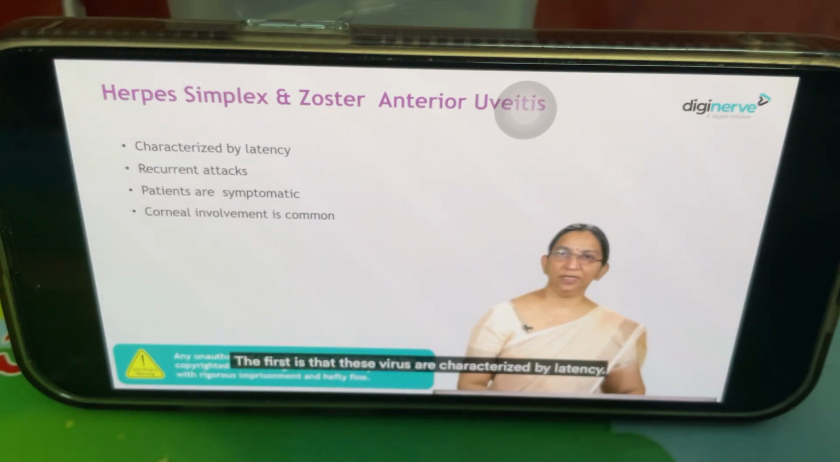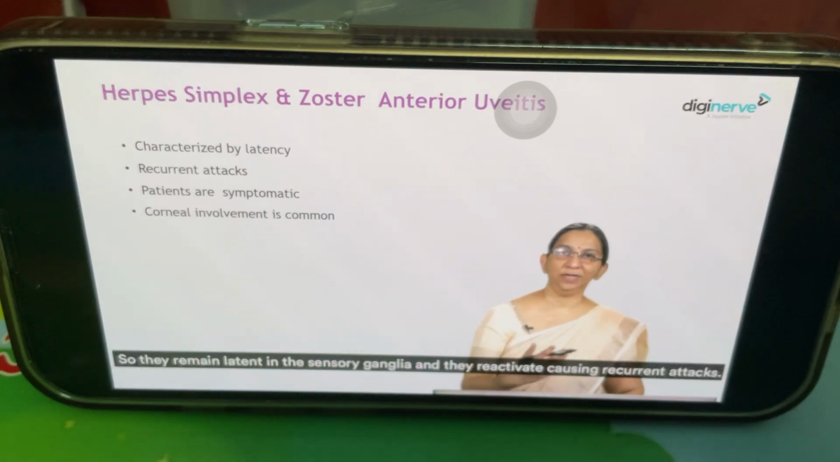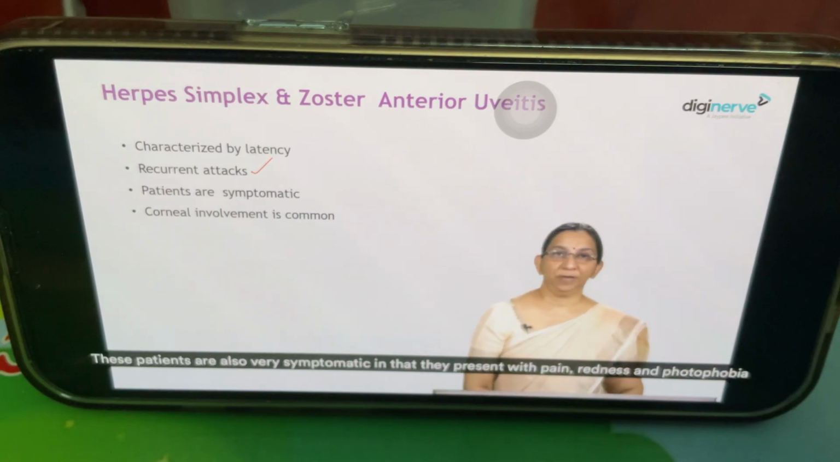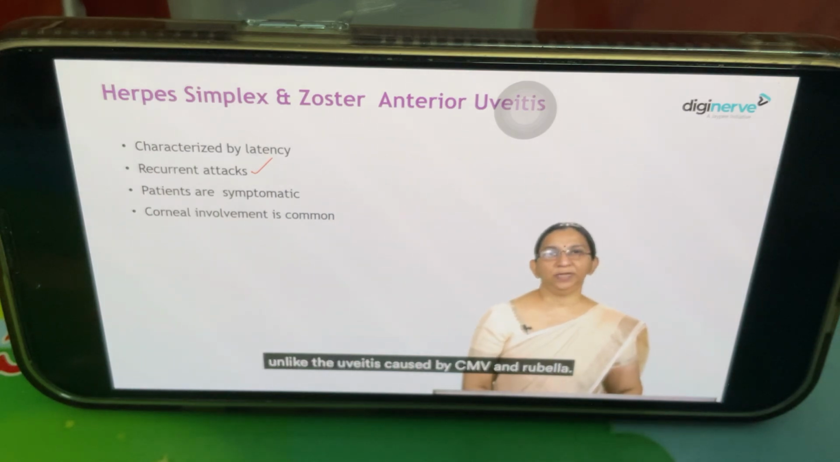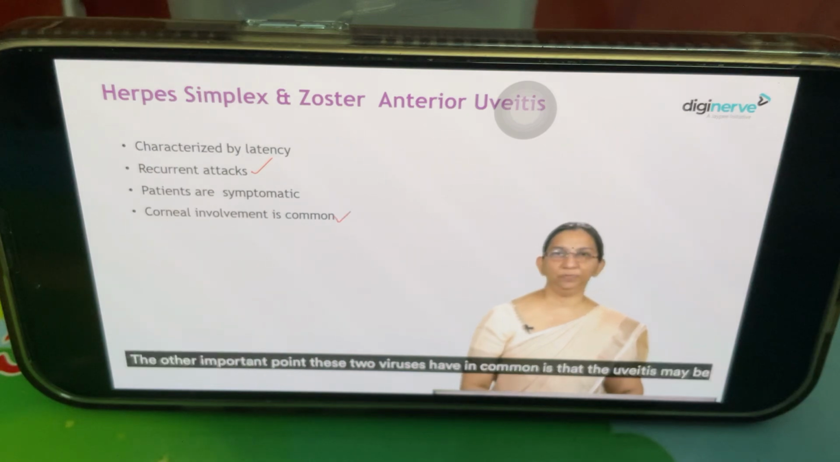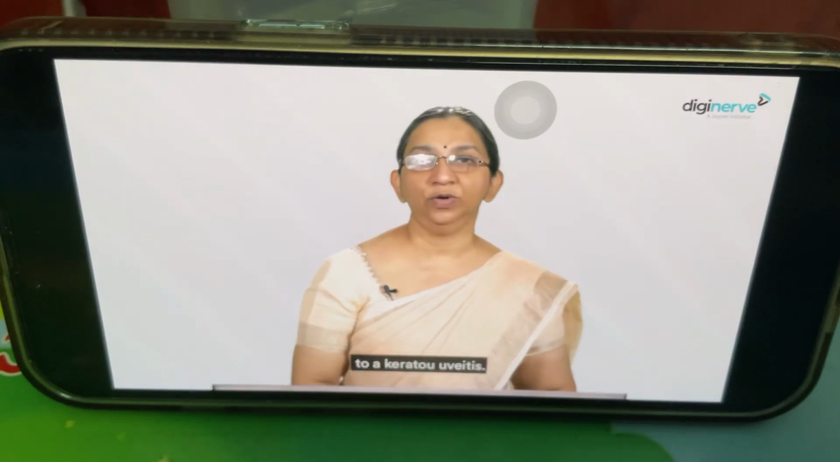First, let's look at the anterior uveitis caused by herpes simplex and herpes zoster because they share some common features. First is that these viruses are characterized by latency. They remain latent in the sensory ganglia and reactivate, causing recurrent attacks. These patients are also very symptomatic in that they present with pain, redness, and photophobia, unlike the uveitis caused by CMV and rubella. The other important point these two viruses have in common is that the uveitis may be isolated, so you might just see an anterior uveitis, or very often the cornea is involved, giving rise to a keratouveitis.